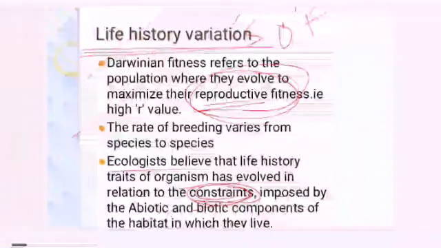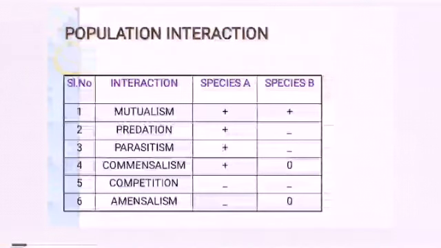Yes, now moving on to the main topic for today. The topic for today is population interaction. How the populations are interacting with one another, that's what we are going to see. Here we are using some symbols: one is plus, another is minus, and another is 0. So what are this plus, minus and 0?